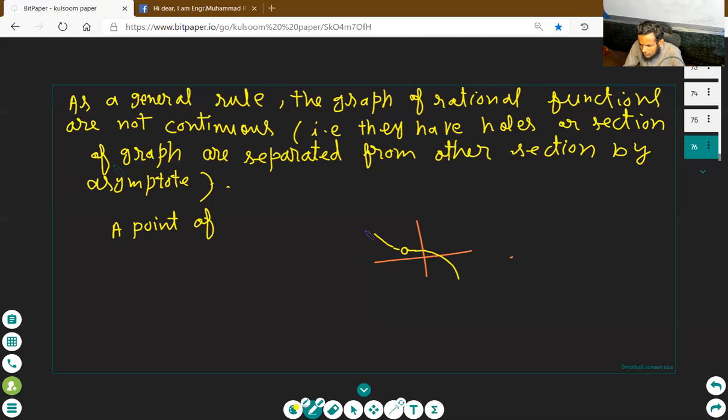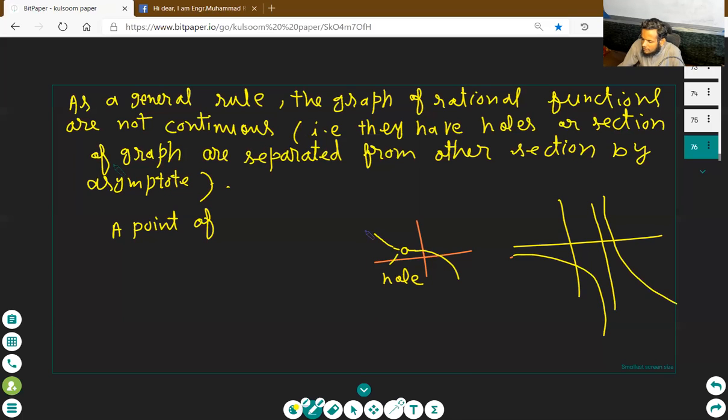a point of, this is a hole, okay? This is a hole, and if our graph is, for example, this is 2, some graphs are like this, okay? This and this is called the asymptote. This is asymptotes, okay? This is our asymptote.